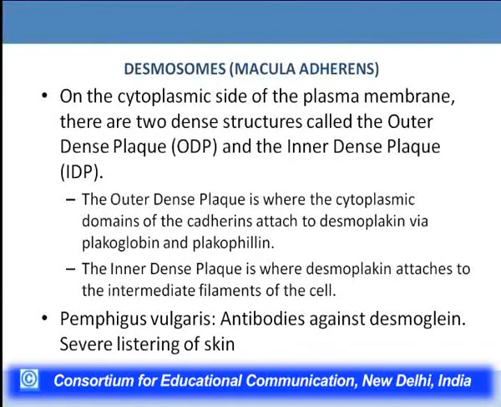So basically this structure has an outer dense plaque in the cytoplasmic domain, wherein the cadherins are attached to plakoglobin and plakophilin, which are then attached to desmoplakin, and an inner dense plaque where desmoplakin attaches to the intermediate filaments of the cell. If antibodies are produced against desmosomal protein, then it might lead to severe blistering of skin, as was found in case of hemidesmosomal antibodies.